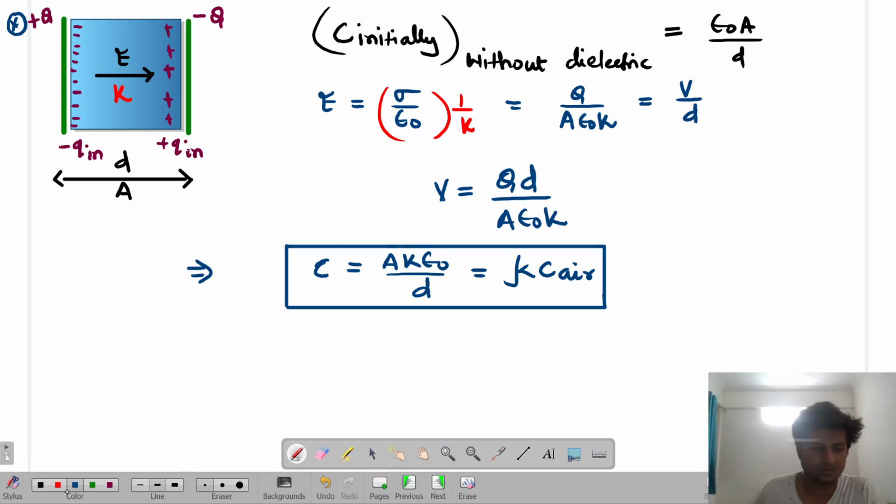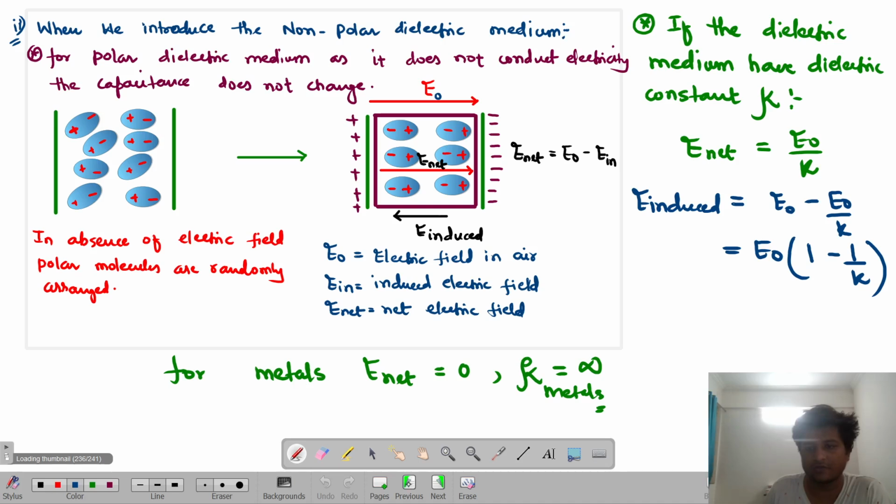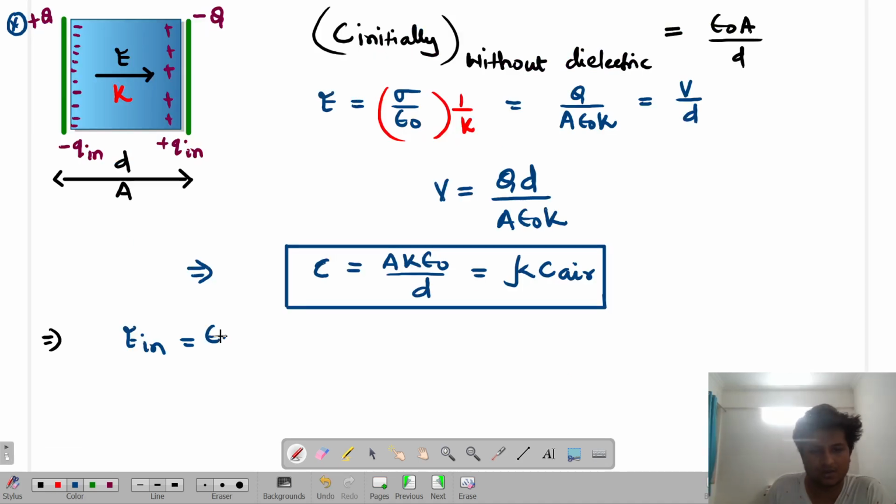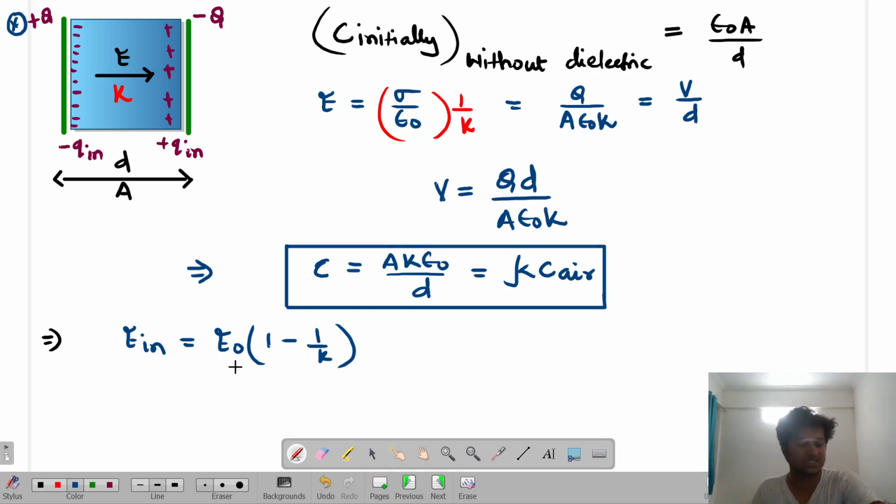Now look over here. Now we know that electric field induced is how much? Right now we got the formula: E naught times 1 minus 1 by K. Now, electric field induced will be what? This is my charge induced, charge induced by area A into epsilon naught. And E naught is simply the original charge Q by area A epsilon naught.